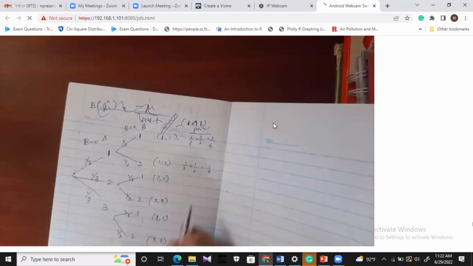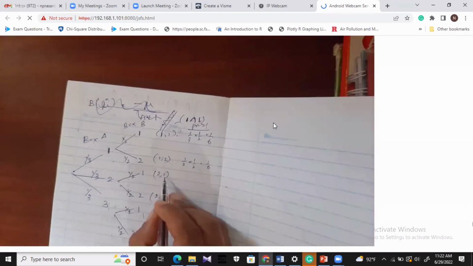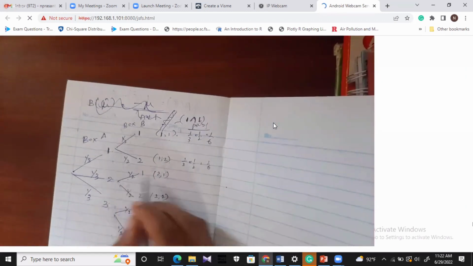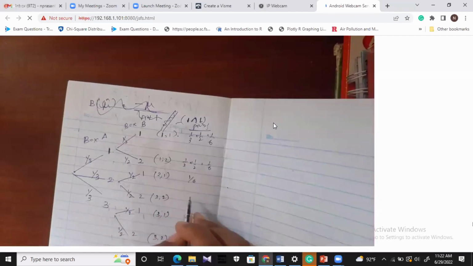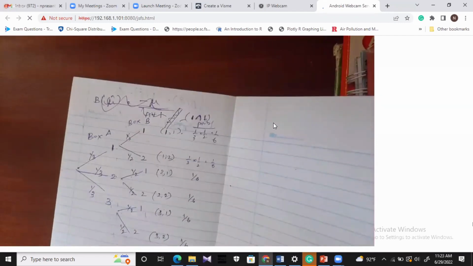Clear? Here, 1 over 3 times 1 over 2. That's going to be 1 over 6. Again, 1 over 6. Right?